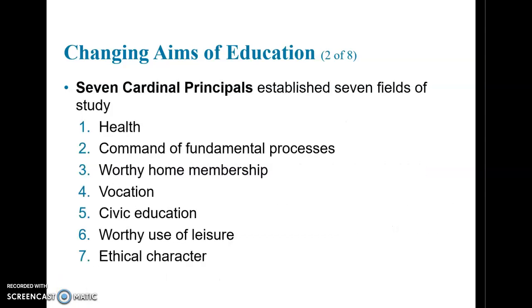Before 1900, teachers had relatively little direction in their work because most educational goals were not precisely stated. However, in 1918, the Commission on the Reorganization of Secondary Education published the report, Cardinal Principles of Secondary Education. They believed the seven principles should be health, command of fundamental processes, worthy home membership, vocation, civic education, worthy use of leisure, and ethical character.